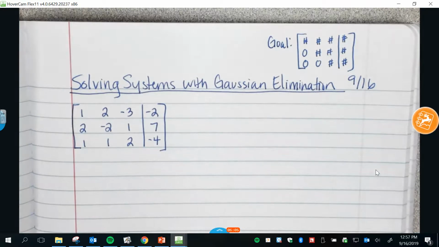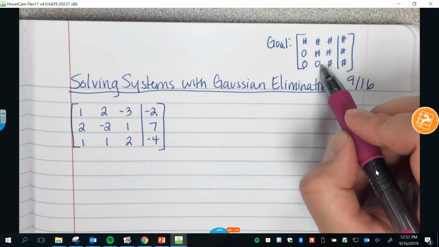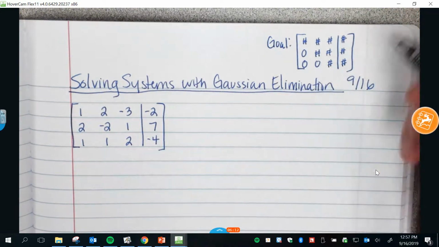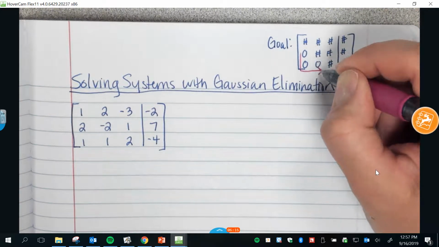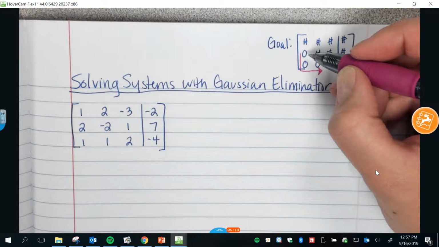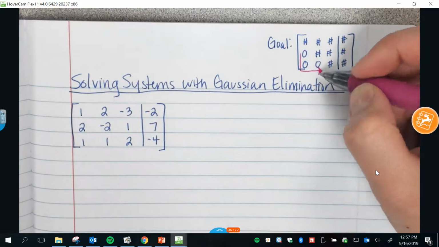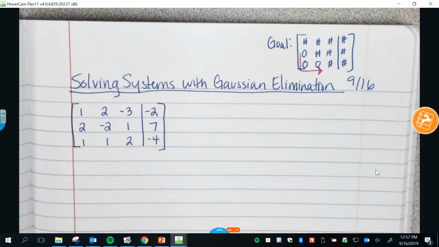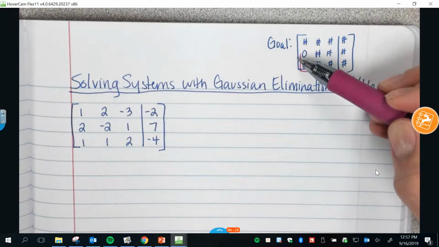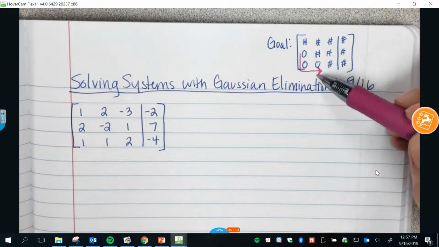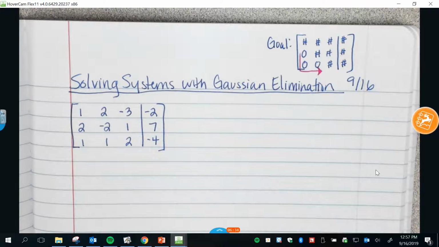Okay, so what we're trying to do is create these zeros on the bottom. There's an order that you should go by. You should go this way. You don't have to start up top and go down and go right, but if you go that order, it's going to work out much better than if you don't. So I would probably draw this to help you anchor yourself. And all we're doing is trying to change these into zeros.